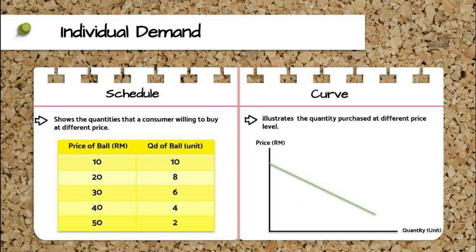Next, I will tell you about individual demand and market demand. These two demands, we can see the difference in their schedule and curve. For individual demand, the schedule shows the quantities that a consumer is willing to buy at different prices, and its curve slopes downward from left to right.